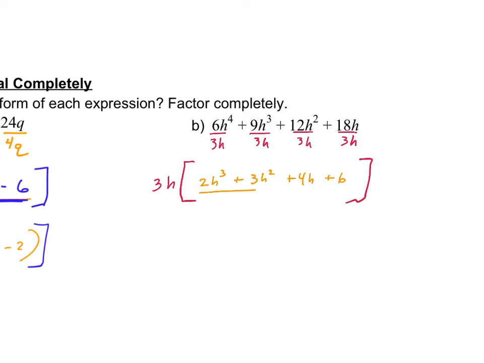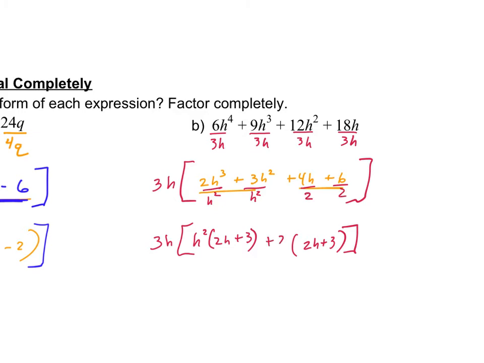And now factoring by grouping again. So I have 3h. And then when I factor my greatest common factor out of here, it looks like I can factor out h squared from both of those. So I have h squared times 2h plus 3. And again, if I factored out by grouping right, these should be the same. And then if I can factor out of both the second terms, the greatest common factor is going to be 2. So factor out a 2, and it leaves behind 2h plus 3.